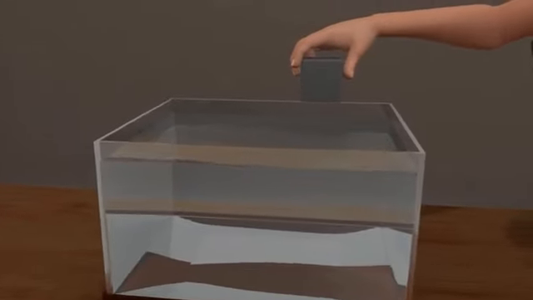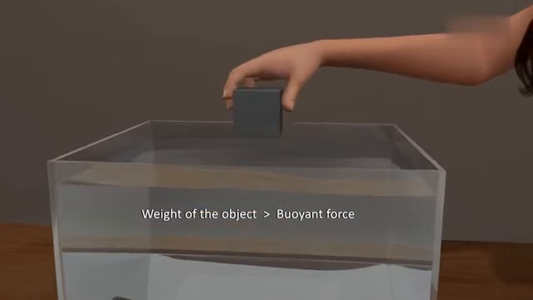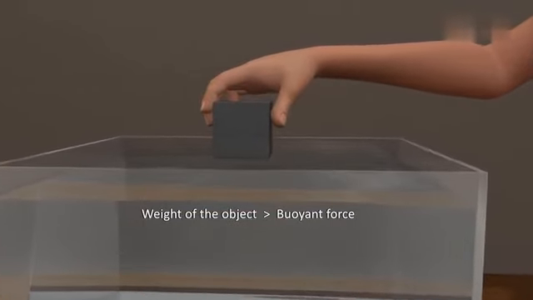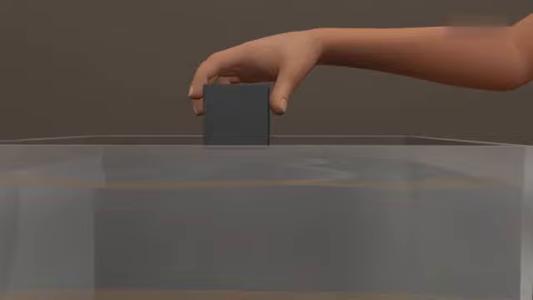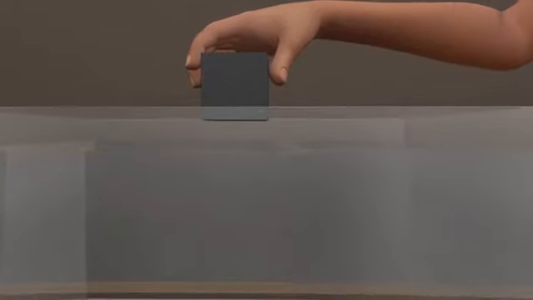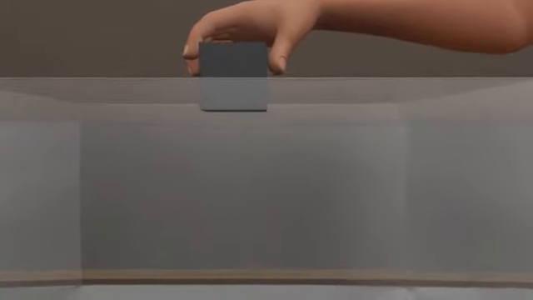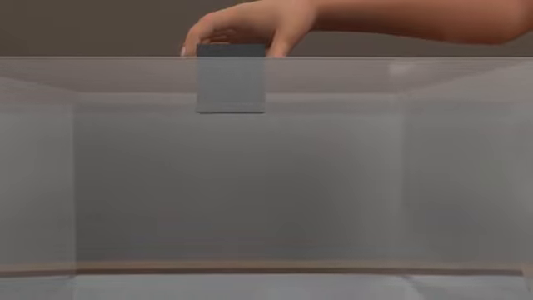The first situation is when the weight of the object is greater than the buoyant force. When the weight of the object is greater than the buoyant force, which is equal to the weight of the liquid displaced by the object, the net force is downwards, and as a result, the object sinks. Here, the volume of the displaced liquid is equal to the volume of the object.